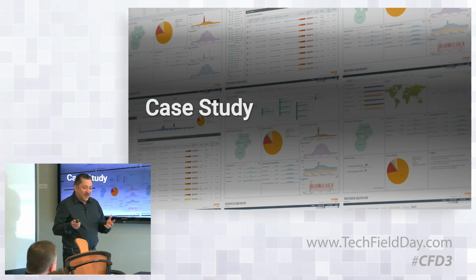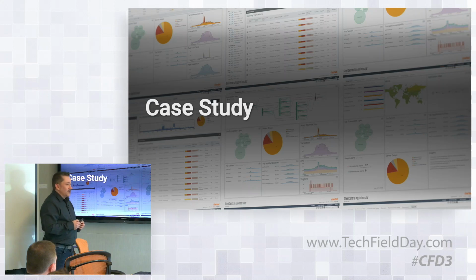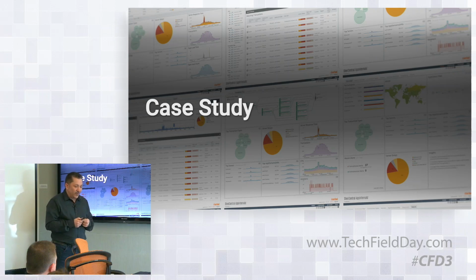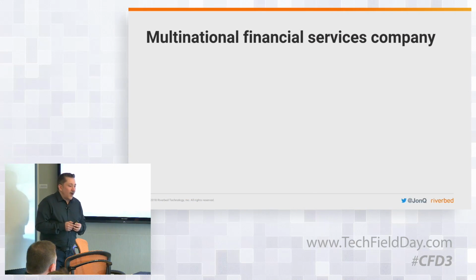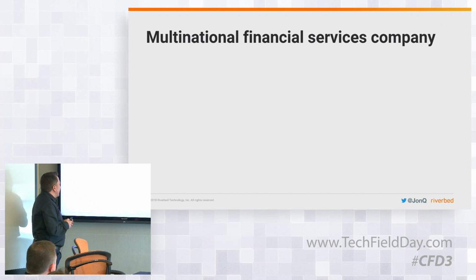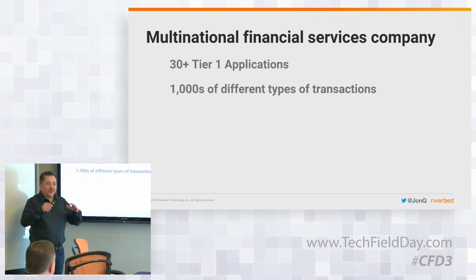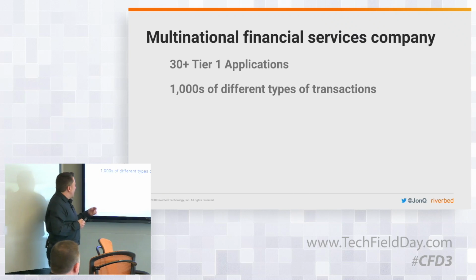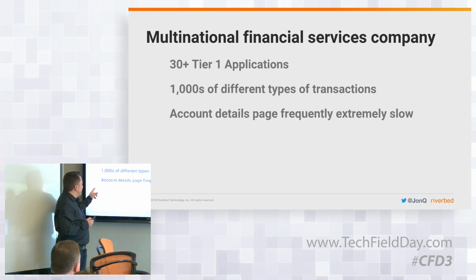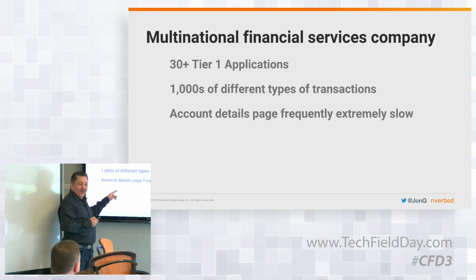So I want to talk about a case study where this became practically useful. It was one of the inspirations for some of the things that we've evolved into. I got called by a financial services company, a big bank in the US that has credit cards and loans and so on. They have about 30 tier 1 applications, thousands of different types of transactions across all of those. And they called me on a Friday afternoon because this account details page was slow. And I asked them, that wouldn't happen to be related to the fact I can't pay my credit card? And they go, it might.